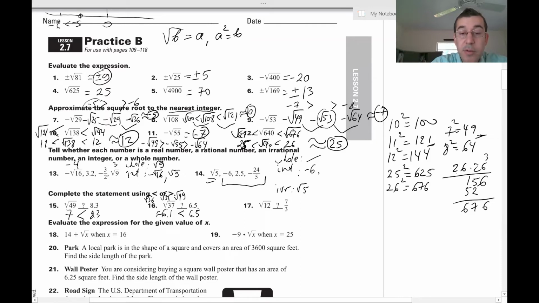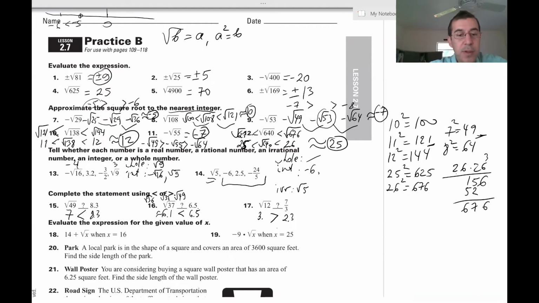And then 17: the square root of 9 is 3, and this is greater than the square root of 9. This is the square root of 12, so it's going to be 3 point something. And then this is 2.3. So the square root of 12 is greater than 7 over 3.